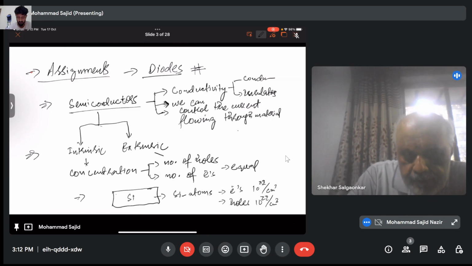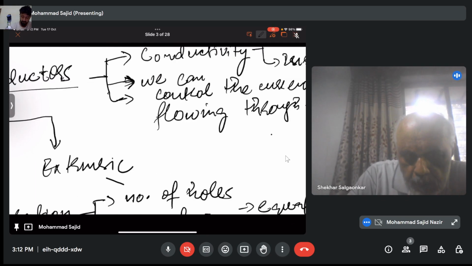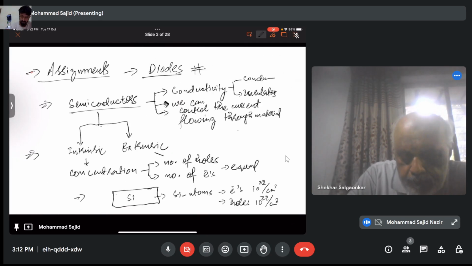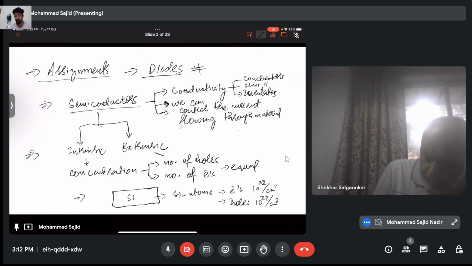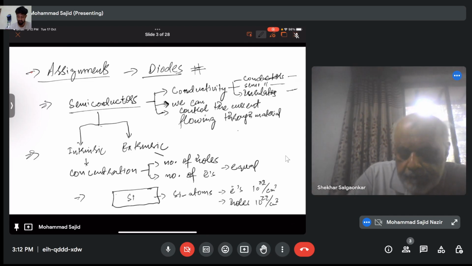All the devices which we studied in this course are related to semiconductors. What about their conductivity? We have three things: conductors, semiconductors, and insulators. So we can say that the conductivity of semiconductors is in between conductors and insulators, right?